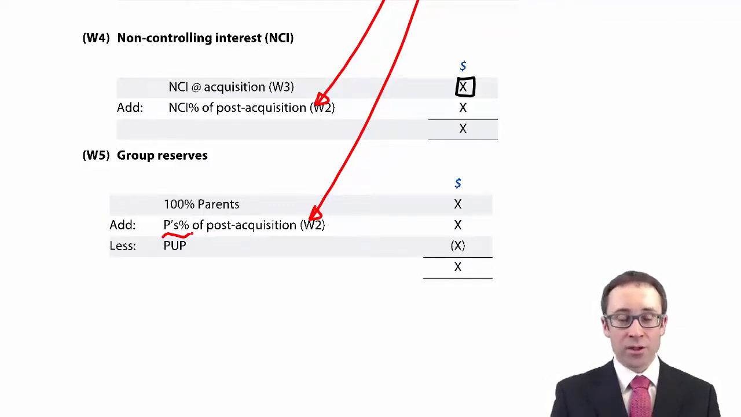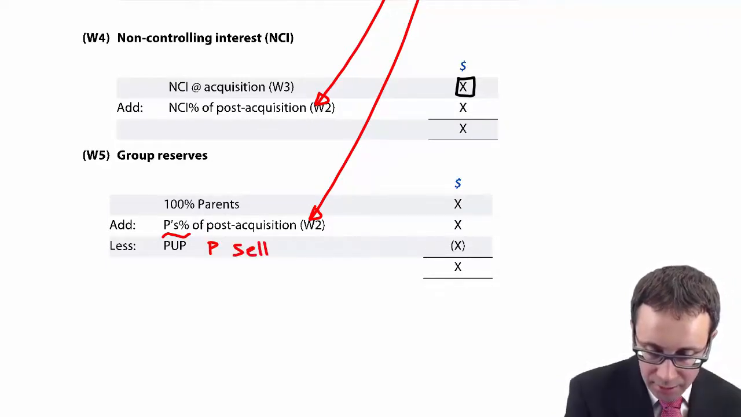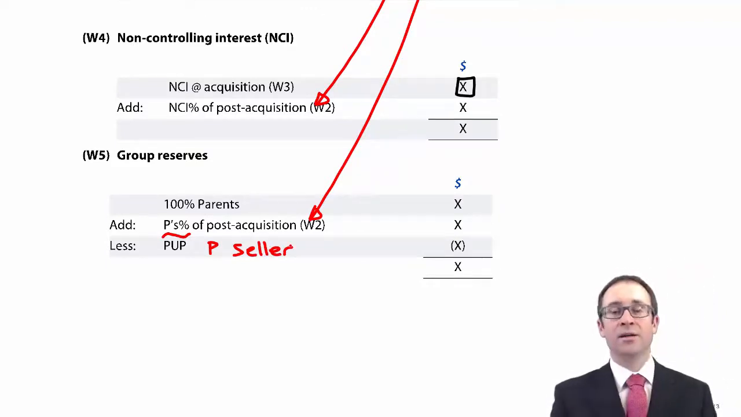The other bit that you've got, the adjustment, is the PUP. We will adjust that PUP in working 5, the group retained earnings, if P is the seller. Because if P has sold the goods, then P has made the profit. And if P's made the profit, we need to remove that profit on the goods that are unsold at the end of the year from P's retained earnings.